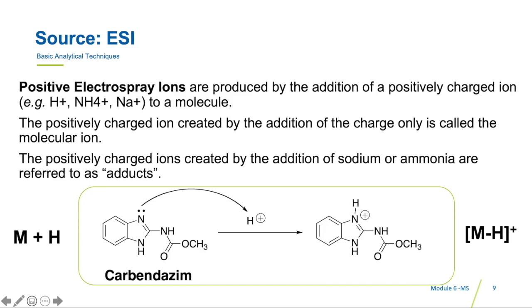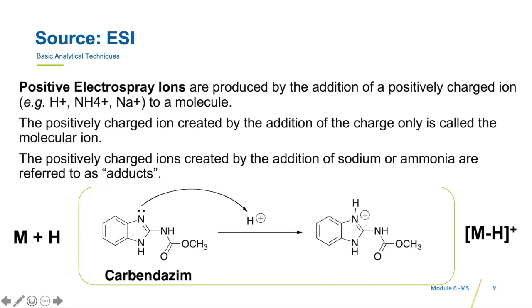ESI can be used to create positively or negatively charged ions. When hydrogen is added to create a +1 charge, it creates what we call a molecular ion. A molecular ion can be positively or negatively charged, but the characteristic is that it is the original molecular weight of the compound of interest plus or minus 1 mass unit.